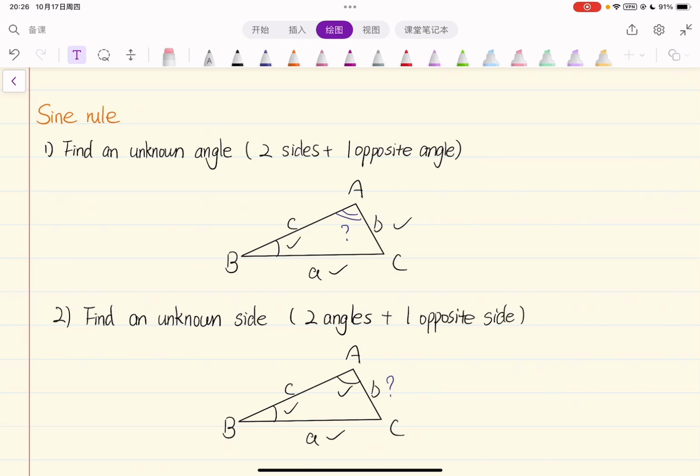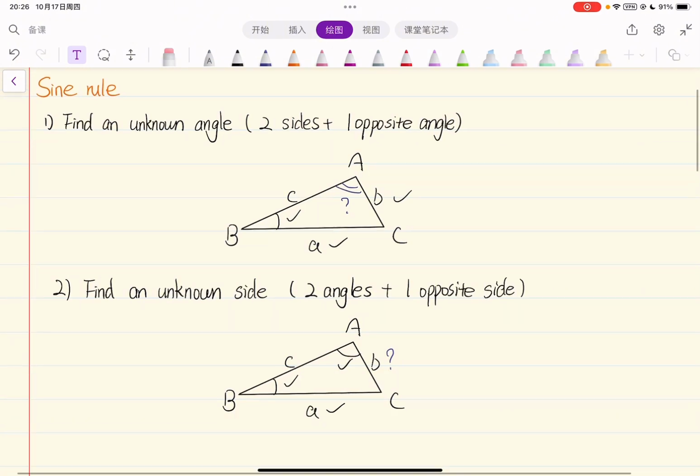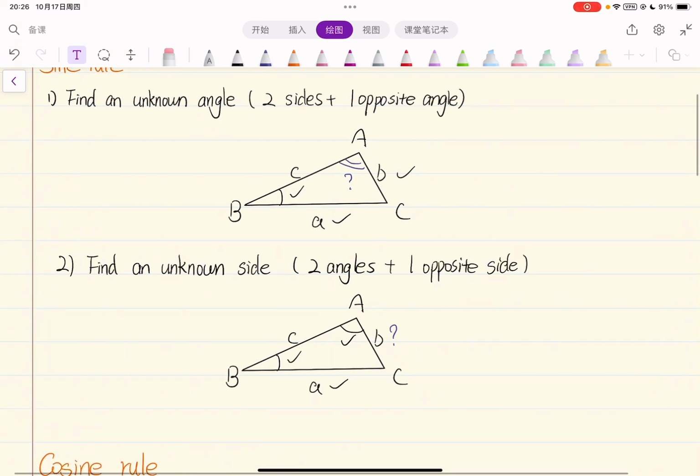And you can also use the sine rule to find an unknown side if you know two angles and one opposite side. So in the diagram, we know the angle A and angle B and also the side BC. We want to find the side AC. So we can use the sine rule.